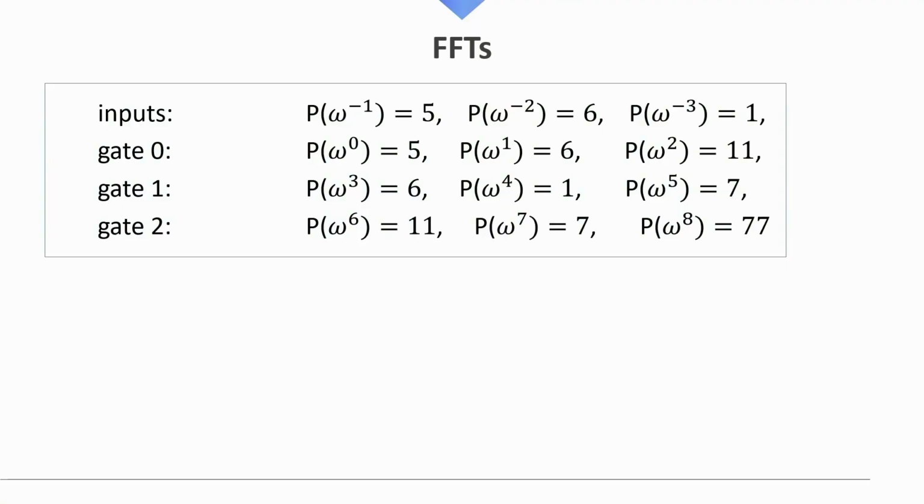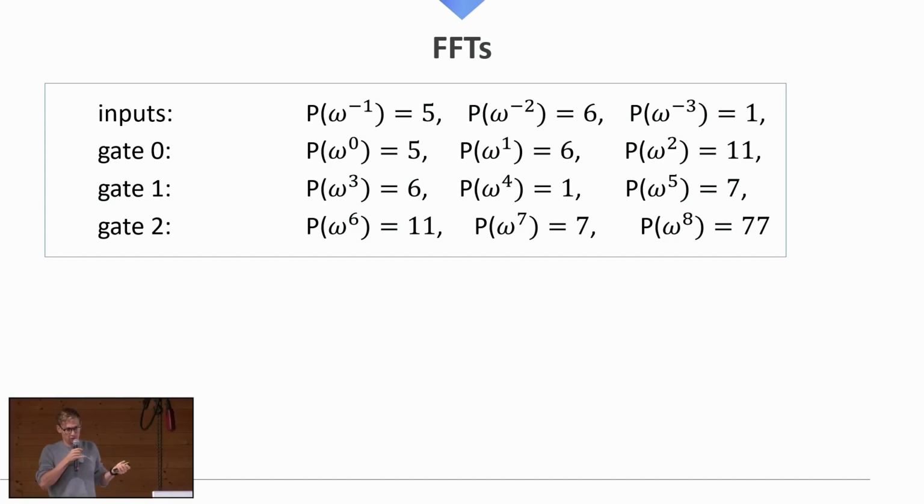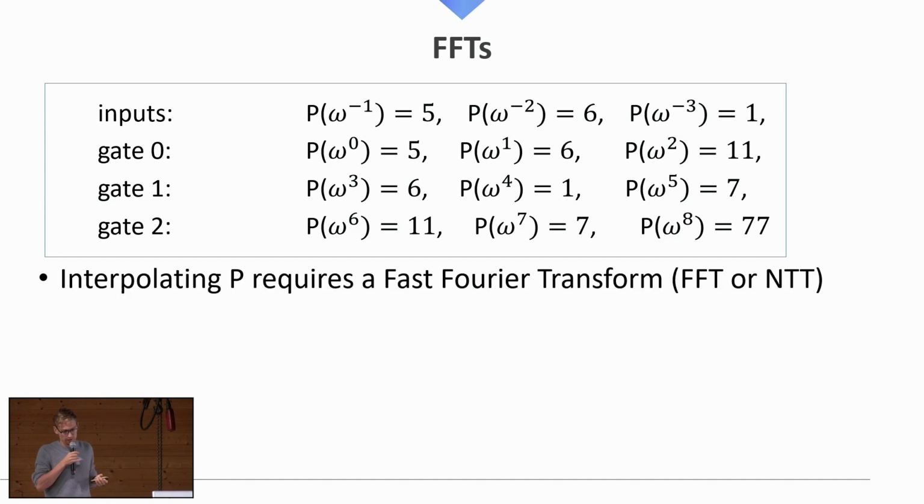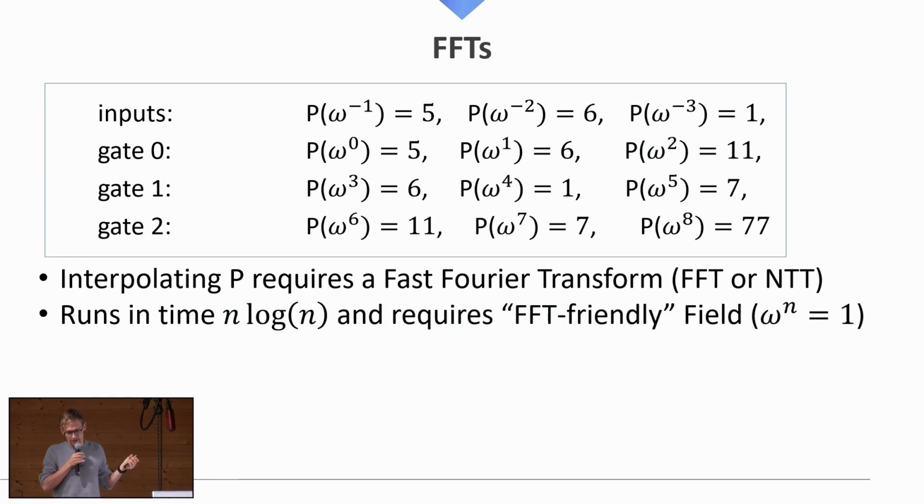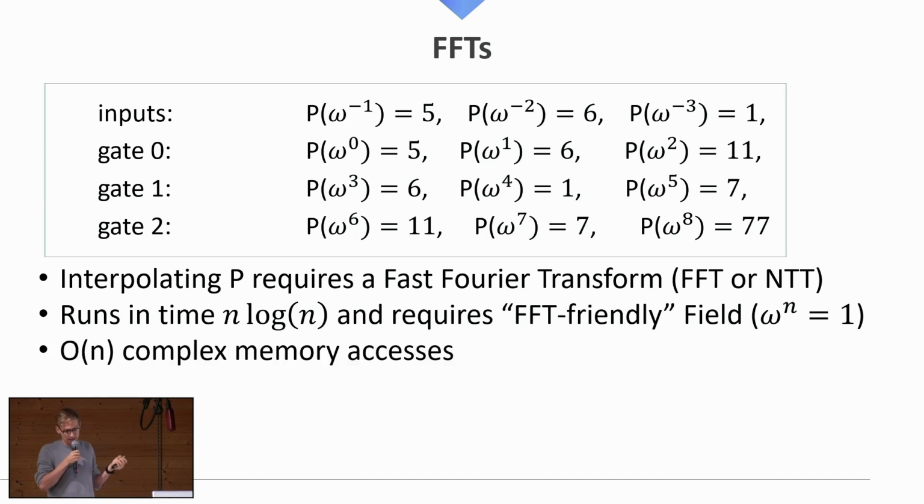And in particular, we have to construct this polynomial f or p. And the way that we do that is an FFT, a fast Fourier transform. And this has some downsides. I already mentioned that it runs in time n log n. So it's not linear in n, it's superlinear. So for example, if n is like 2^25, then there's an extra factor of 25 that you're paying here. It additionally requires a so-called FFT-friendly field, which restricts our choices of fields and makes things less nice.